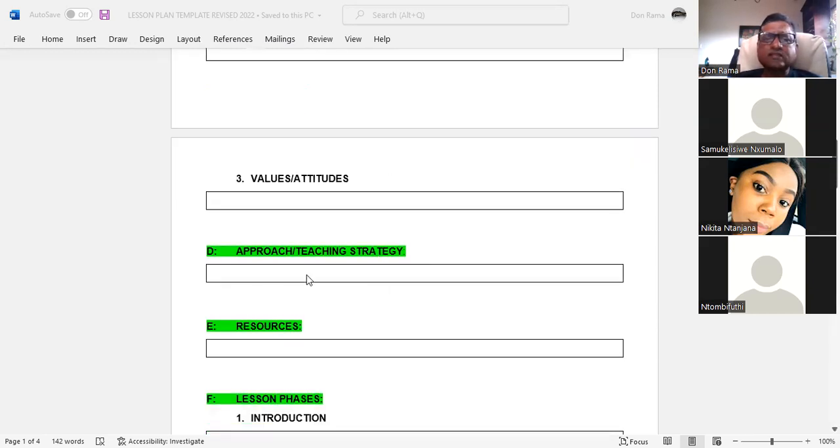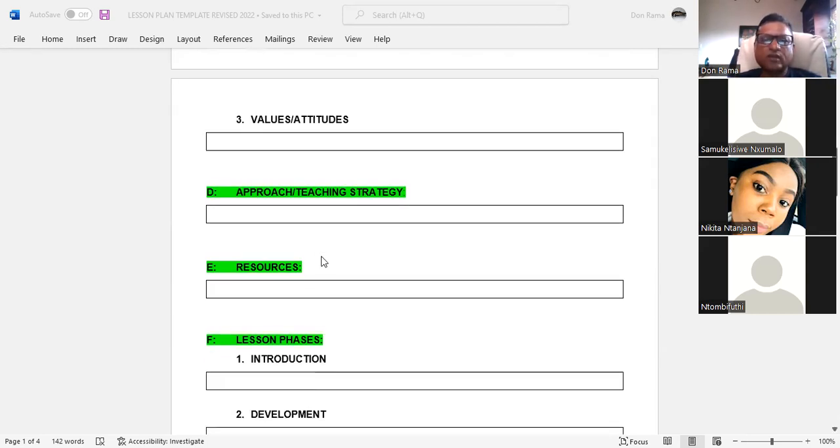So the next important heading is approach or teaching strategy. That means, how are you going to be teaching this? You're not lecturing like I am doing. You are going to teach. And there are many teaching methods. You can do question and answer method. You can do explanation. You can do group work with the learners. You can do role playing. There are many, many ways in which you teach, right? So we need to know what kind of method you are using here to teach this topic.